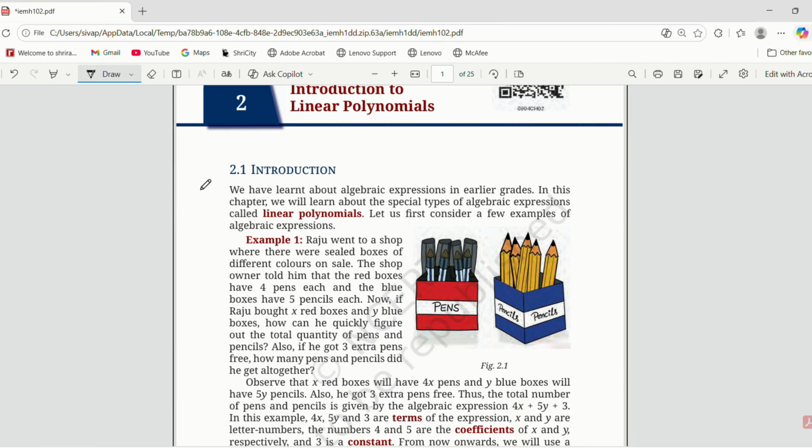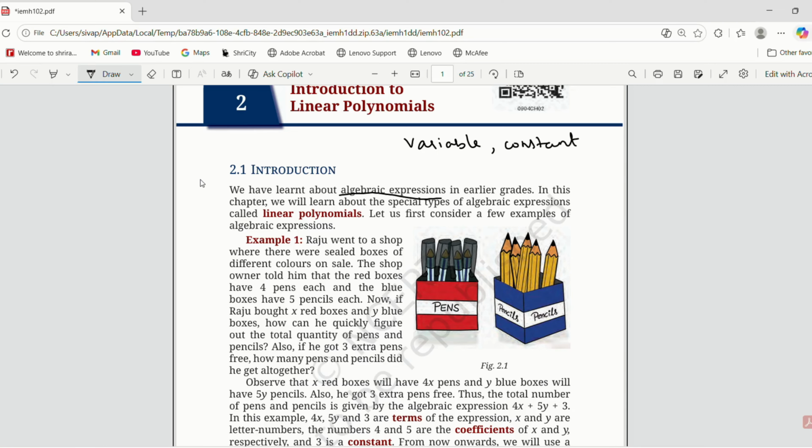In this video, we are going to see our second chapter, that is Introduction to Linear Polynomials. Here in that introduction part, they have given the introduction to the concept of linear polynomial, where we are going to learn about the concept of algebraic expression first. So basically in our earlier classes, we have studied about algebraic expression, an expression which contains variable and constant terms is called an algebraic expression.